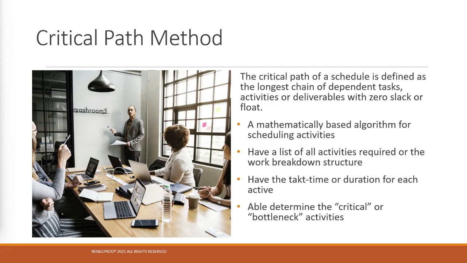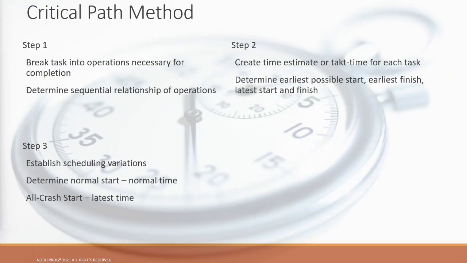There are 6 key variables used in the critical path methodology. To further understand the critical path, there are 3 steps that go into the creation of it. First is to break the task into the operations necessary for completion and determine the sequence relationships of each of the operations. The next step is to create time estimates, or takt times, for each task. These can be early estimates and they can be modified later on.